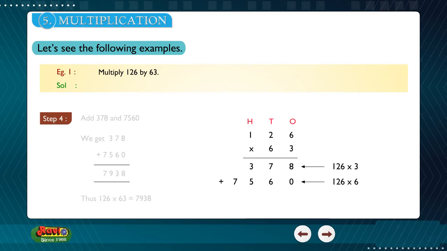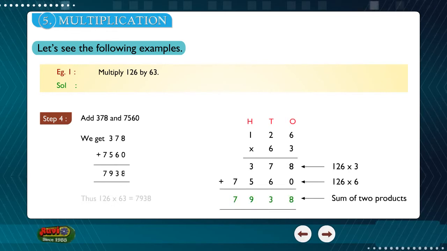Step 4. Add 378 and 7560. We get 378 plus 7560 is equal to 7938. Thus 126 into 63 is equal to 7938.